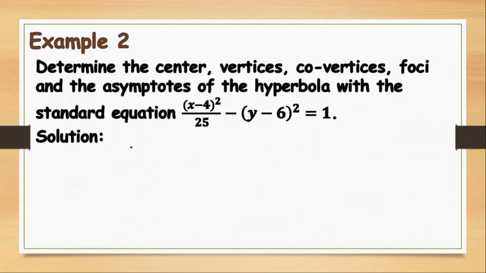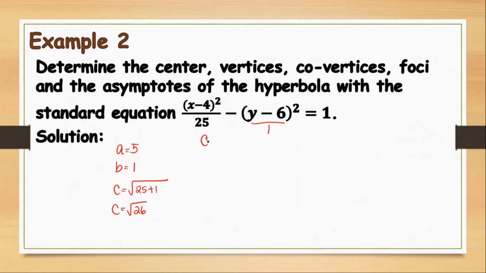Let's continue with example 2. Take note that our denominator here is 1. So our a is equal to square root of 25, which is 5. Our b is equal to square root of 1, which is 1. And our c is equal to square root of 25 plus 1. So c is equal to square root of 26. It doesn't have a square root, so just let it be.